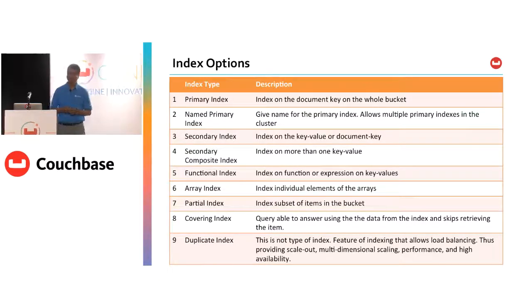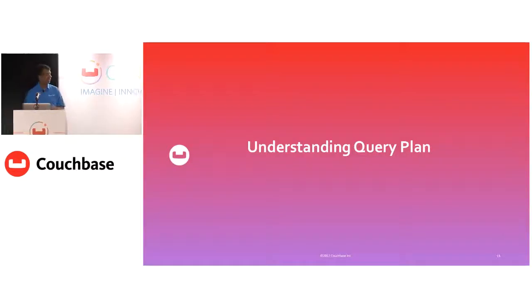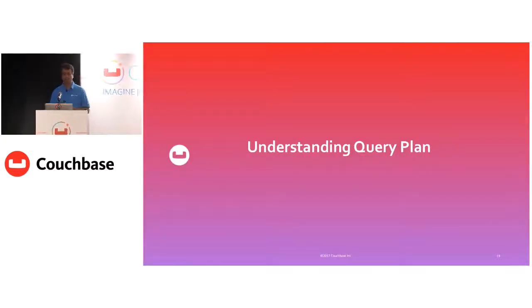Duplicate index, or what we now call the replica index, is a mechanism where you can have multiple indexes with the same signature. That means this is done both for high availability as well as load balancing. If there are multiple indexes with the same keys, we can load balance here as well. So those are the different types of indexes that you have available.